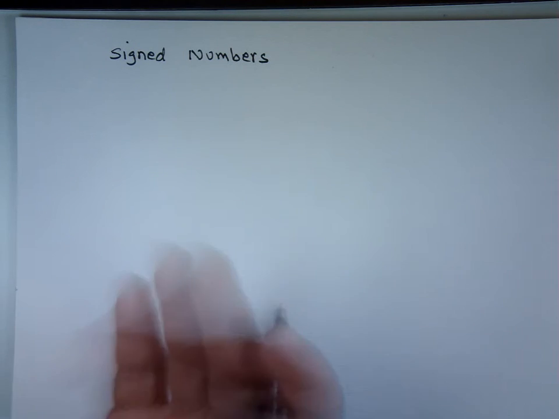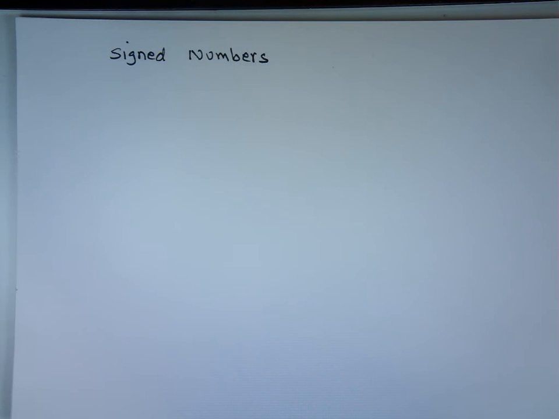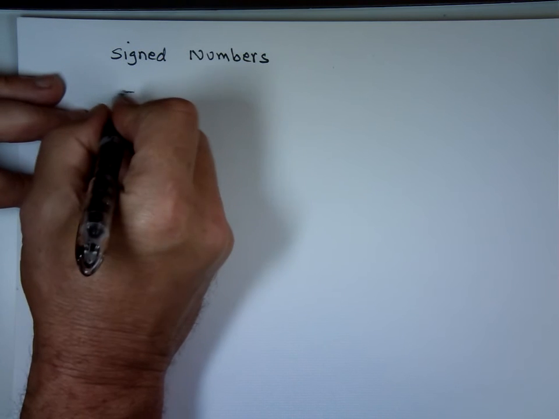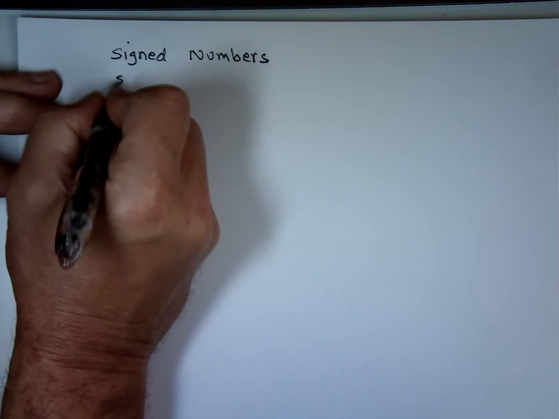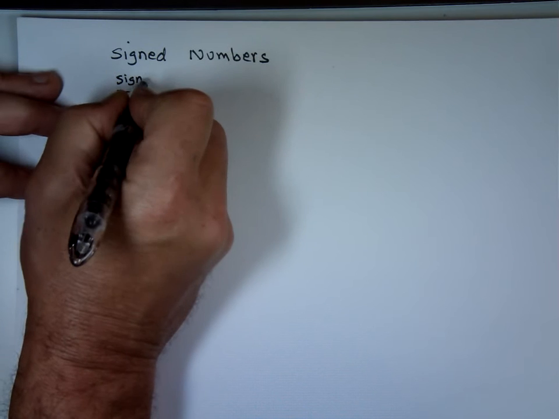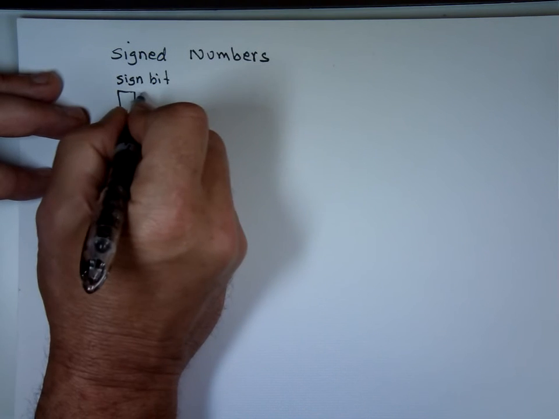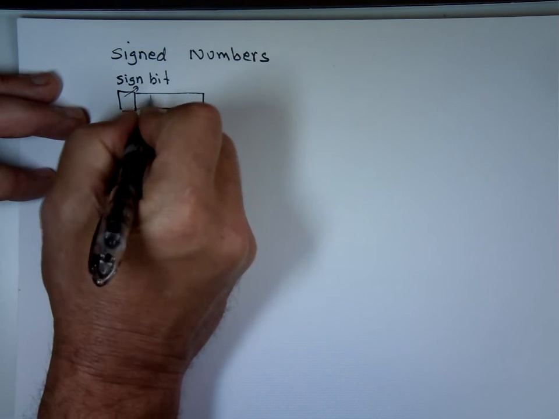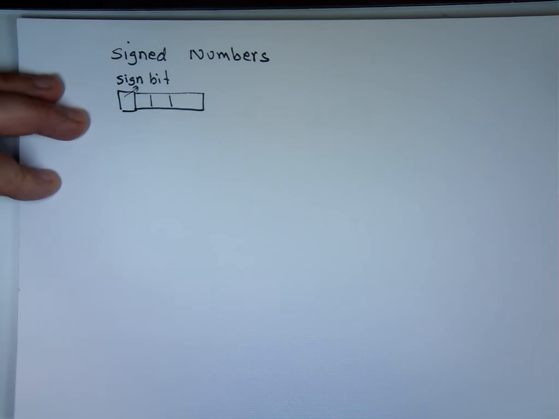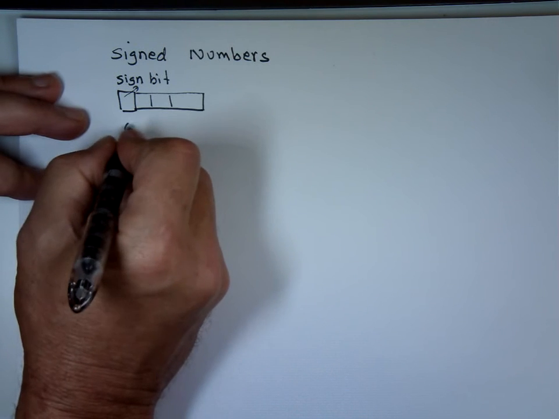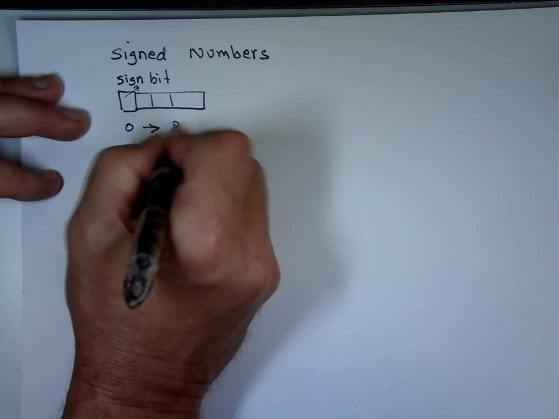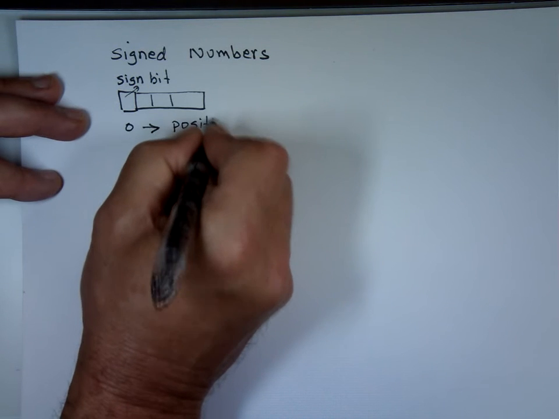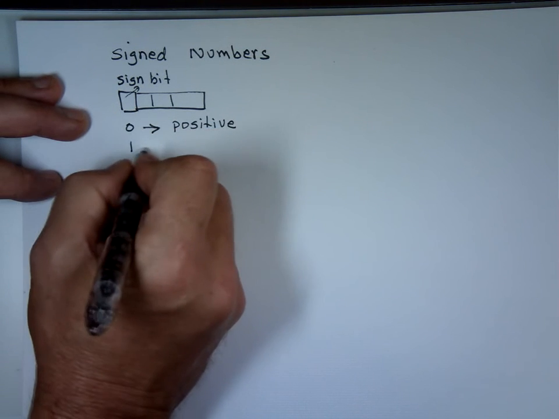Somebody came up with this idea. They go, you know what? Let's do this. Let's come up with something where we use the first bit as a sign bit. Then the other bits, the rest of them, are the number. And if you put a 0 on the sign bit, that tells me the number is positive. And if you put a 1 in that location, that tells me the number is negative.